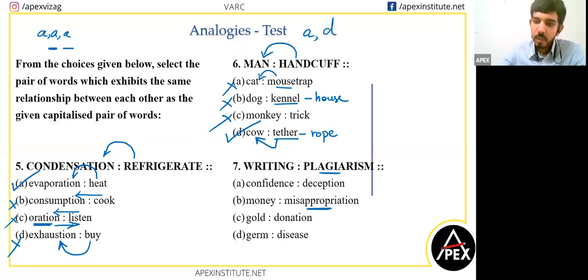Okay. Now, handcuff is what the police put on you. Hatkadi. They tie a man, no? Like, both your hands are tied. Can't escape.